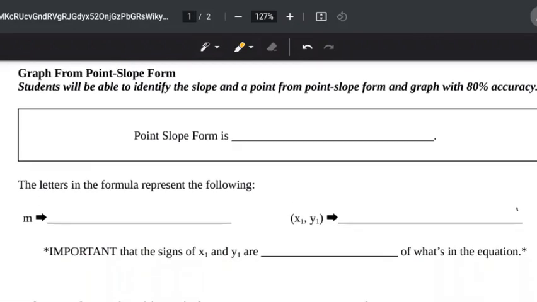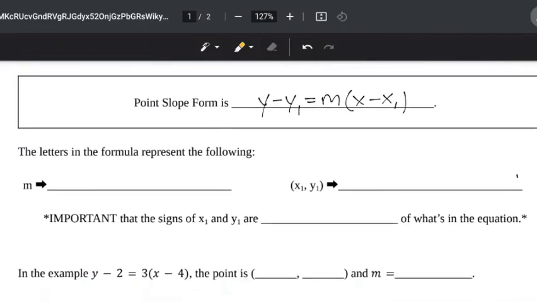So, what is point-slope form? It is y minus y1 equals m parenthesis x minus x1. Okay, so let's take a look at what some of these important letters represent. So m still represents slope. We've talked about this before, which is our rise over run. And then we have x1 and y1, and those values represent a coordinate pair that lies on the graphed line. So it's a point on the line.